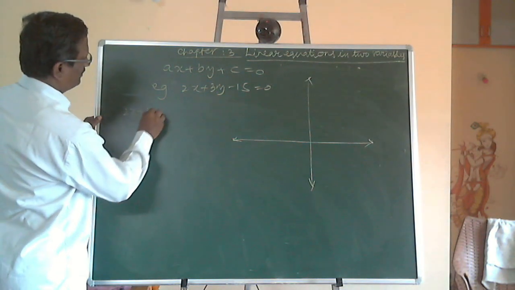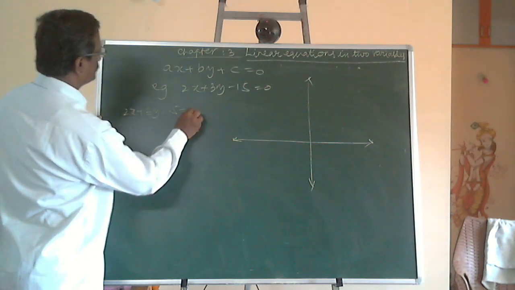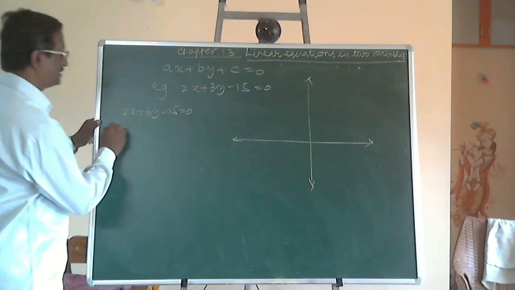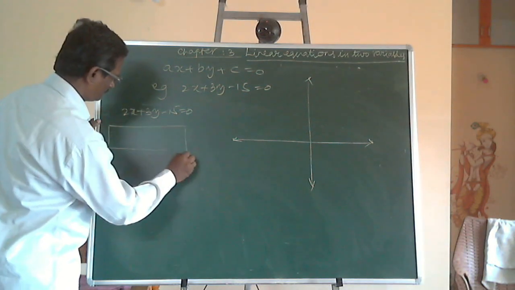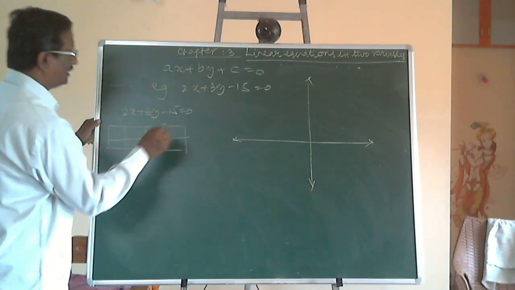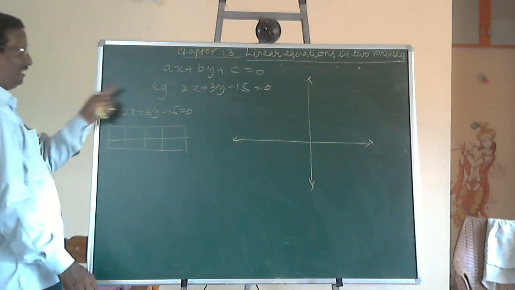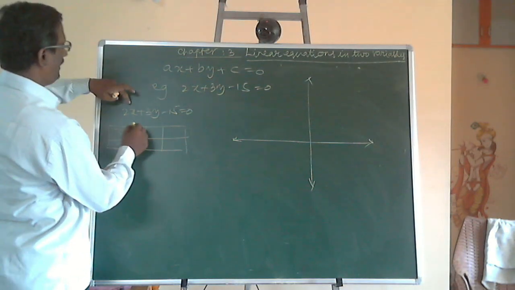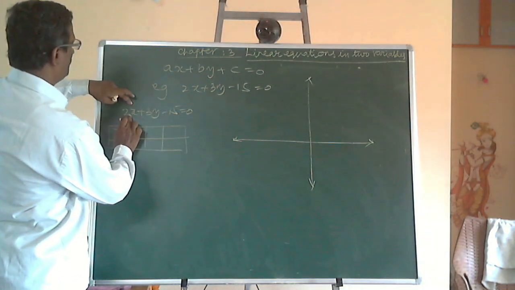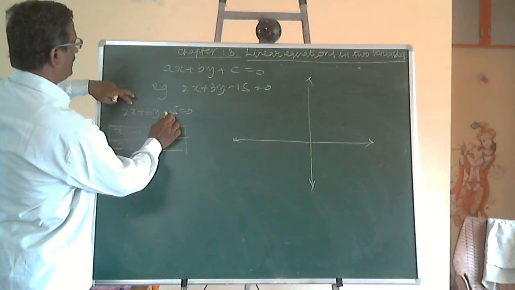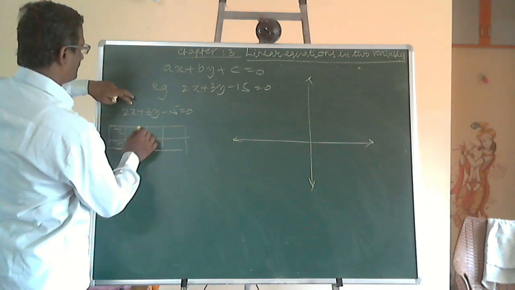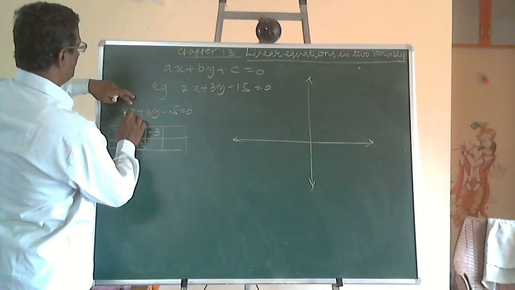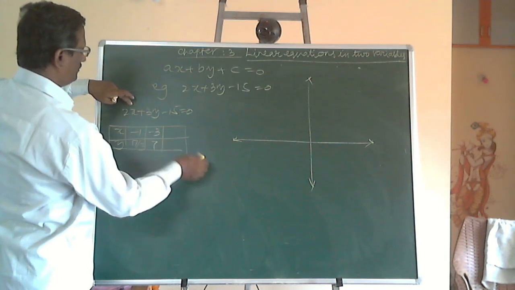2x plus 3y minus 15 is equal to 0. Let's take simple values. X is equal to 1. Very quickly, how to get the solutions, a rough idea of representing a linear equation on the graph. X is equal to minus 1, minus 2, minus 15. Minus 17 will go plus 17, 17 upon 3. X is equal to minus 3, 21 upon 3, 7. Just now we have done.